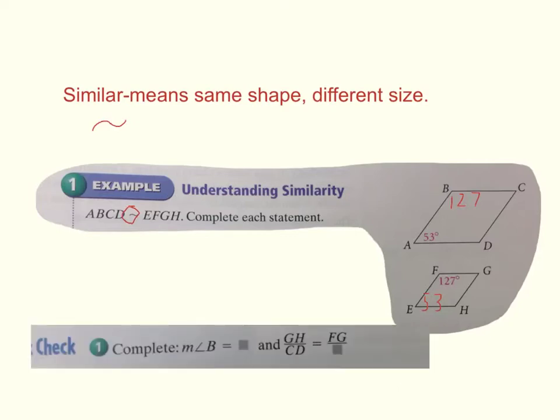In quick check number 1, not only do they ask us for the measure of angle B, which we just got to be 127, they're also asking us to fill in the blank for the proportion. It tells us segment GH over segment CD is going to equal FG over what segment? Please pause the video while you try to figure this out. Hopefully you decided that that would be over segment BC.